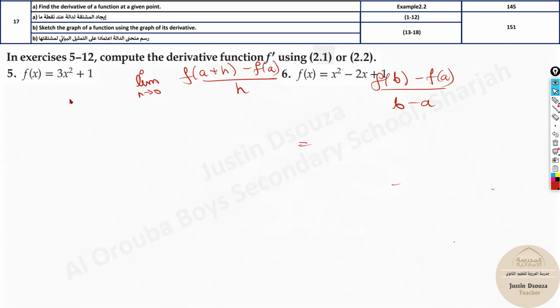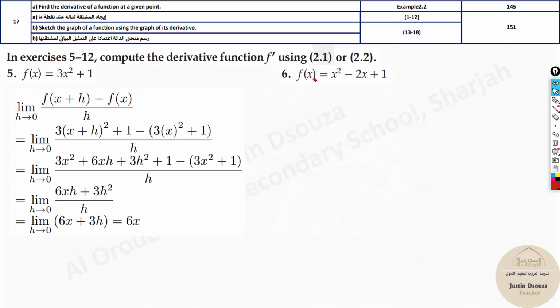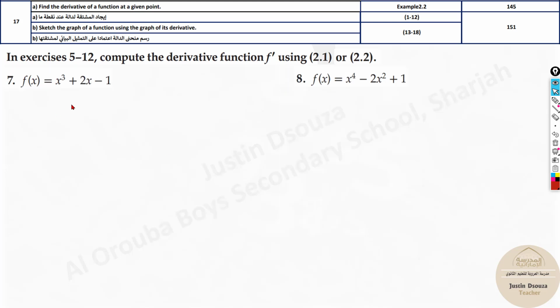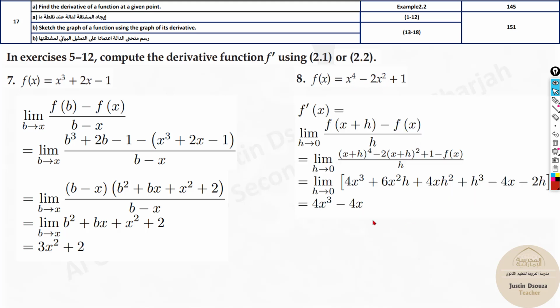And if you're thinking of power rule, it's very simple. 6x, that's it. Now they are not given the a value. That means you have to use this x as it is and keep it in terms of x itself. So just do the power rule, it will be 6x. Yes. Here also 2x minus 2, sorry, 2x minus 2. And here it will be 3x squared plus 2, it will be 4x cube minus 2a minus 4x, and so on.